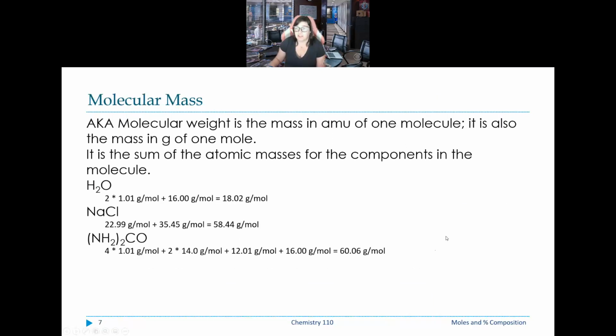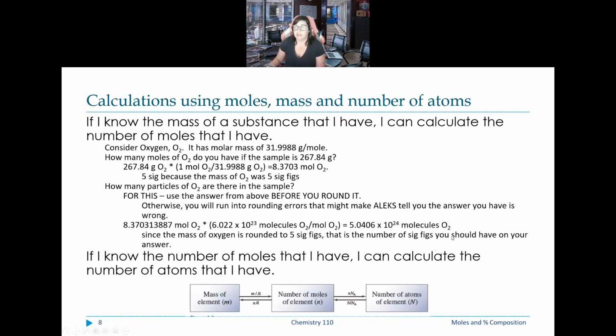Now, can I do calculations with moles, mass, and number of atoms? Actually, yes, I can. I showed you one a couple of minutes ago. So if I know the mass of a substance that I have, I can calculate the number of moles that I have. So we consider oxygen, O2. It has a molar mass of 31.9988 grams per mole.